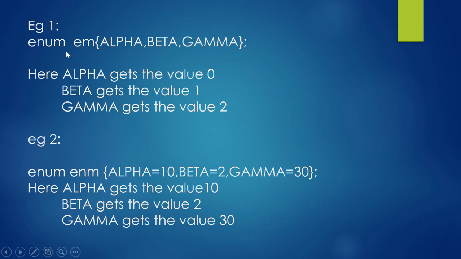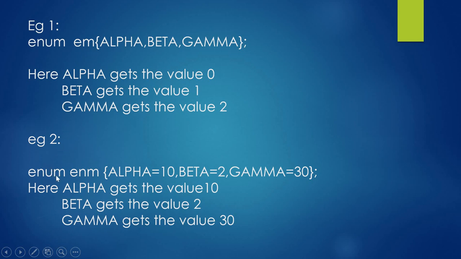An example, enum em. Here the enum tag is em. Then what is the enum list? Alpha, beta, gamma. If you are not giving any value for this list, the list will automatically take the values 0, 1, 2. So alpha will get the value 0, beta gets the value 1, gamma gets the value 2. Here we are not giving any specific value, so it automatically takes the values 0, 1, 2. Instead of 0, we can write alpha in the program.